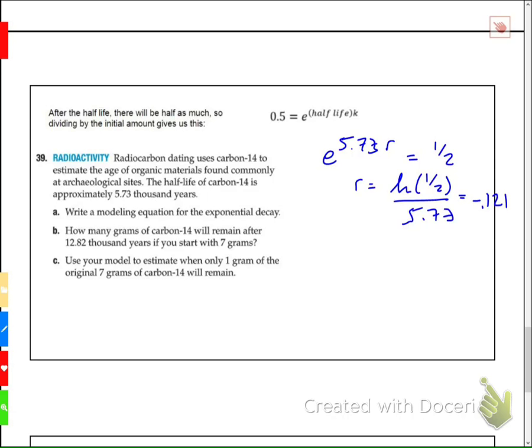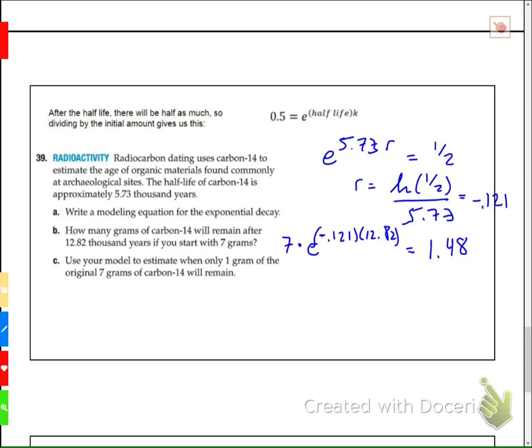Okay, how much do I end up with if I start with 7 grams and I let it decay at this rate, 0.121, for 12.82 thousand years? All right, well, let's find out what that is. So I end up with only having 1.48. Okay, I'll actually write that instead of 1.5, just to be a little more precise, because I'm down to some fairly small numbers. I just had a single number there. Okay, that's how much I have.